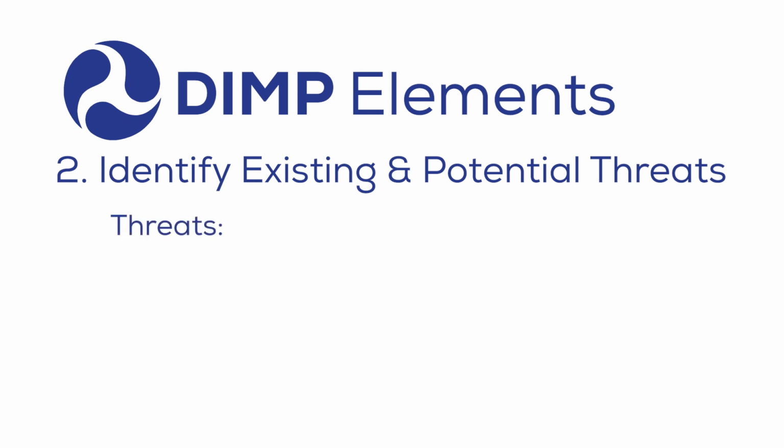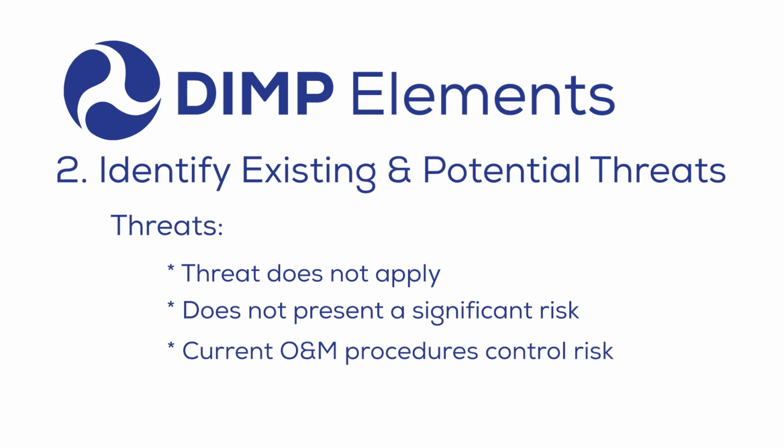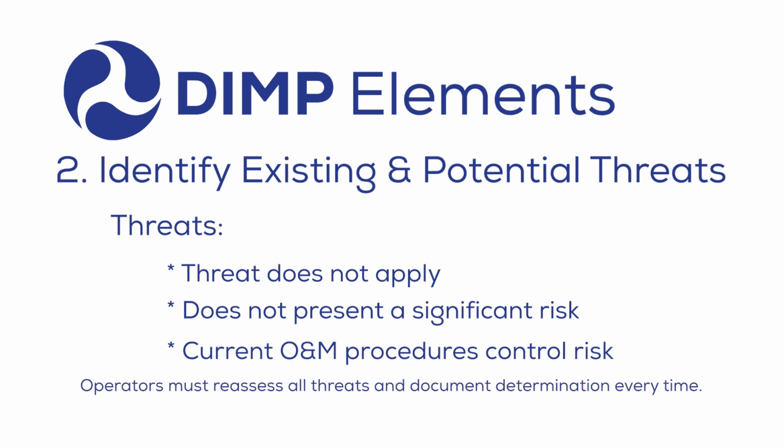In some cases, an operator might find that the threat does not apply to their system, does not present a significant risk, or their current operations and maintenance procedures adequately control or reduce the risk. Although the threat is mitigated at this time, the operator needs to reassess all threats and must document this determination each and every time they revisit their DIMP plan.